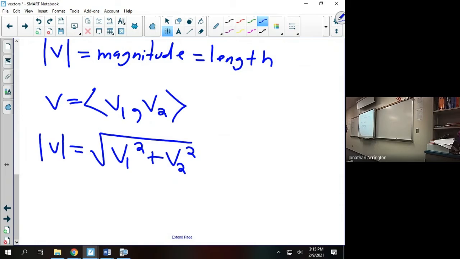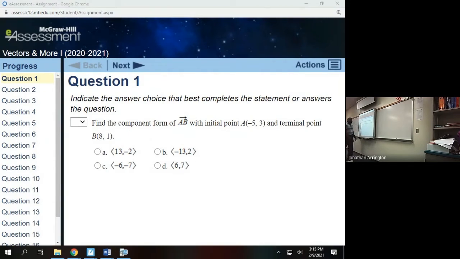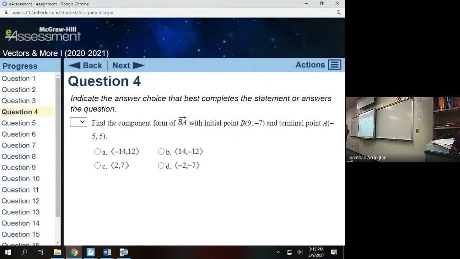So I'm going to go back to the assignment. I'm going to look at a couple examples of finding magnitude. In one example, the vector will be in component form. In the other example, it will not be in component form. So we got this guy. Now that's the one not in component form.